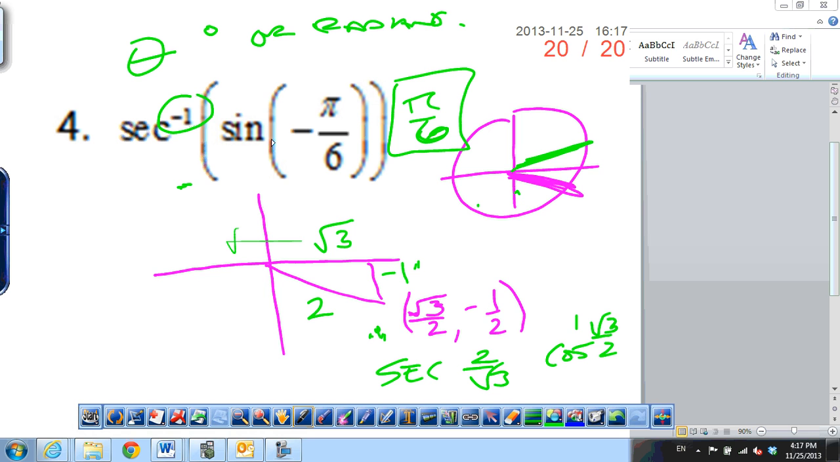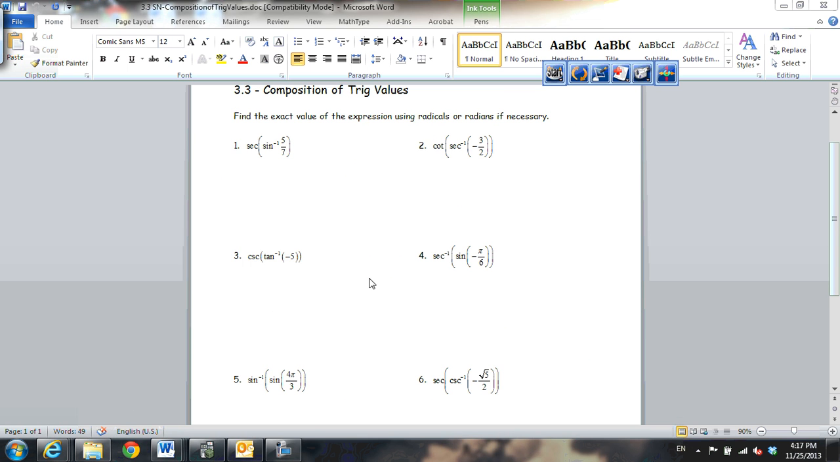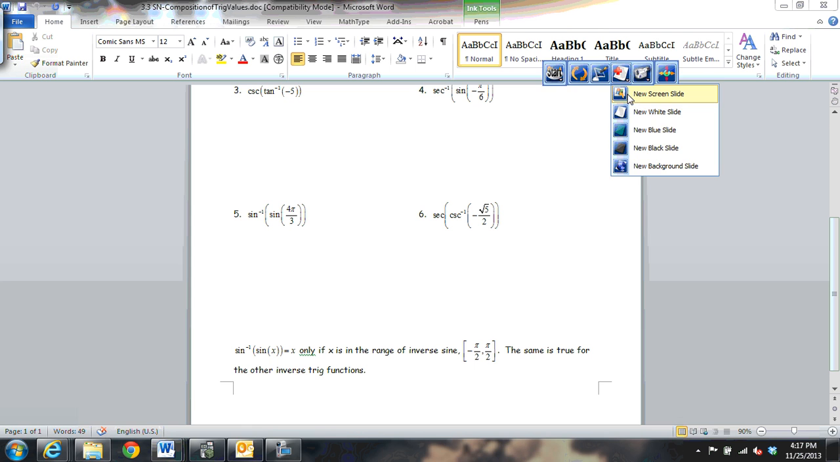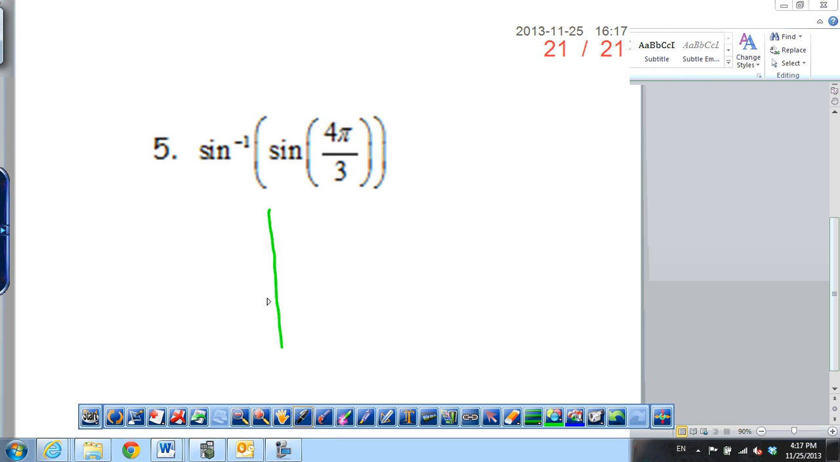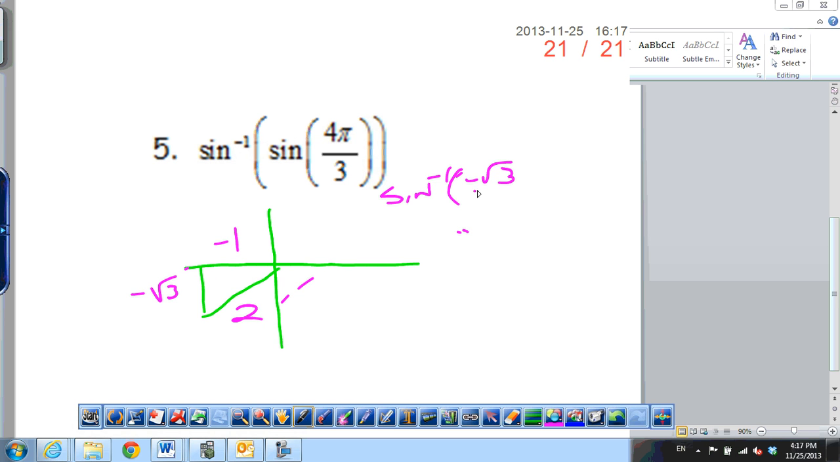All right. Sorry about all my technical difficulties today. Number 5 kind of works the same way as that one. So sine of 4 pi over 3, 4 pi over 3 is down here. And we got our values. Okay. So then sine of negative square root of 3 over 2. That's going to be at negative pi over 3.